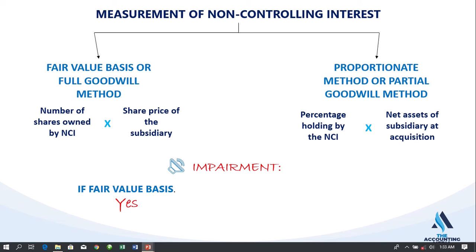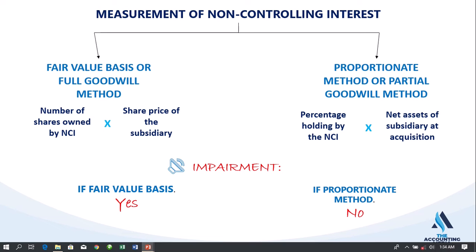But what about if we have measured our non-controlling interest using the proportionate method? Will they also suffer part of the impairment? The answer is no. Why is the answer no? Don't forget, we said using the partial Goodwill method, the goodwill arising in our calculation belongs to only the parent company, and as such any impairment on such goodwill should be borne by only the parent company.